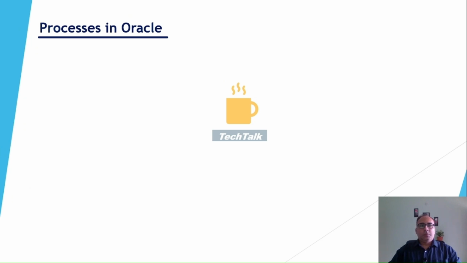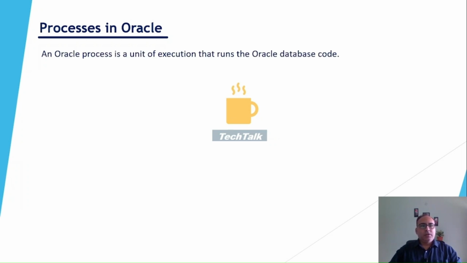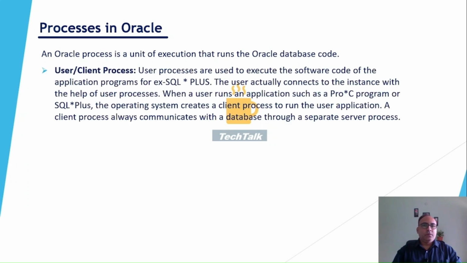So, processes in Oracle. What exactly is a process in Oracle? An Oracle process is basically a unit of execution that runs the database code. There are three different processes involved in Oracle. The first one is the user or client process.